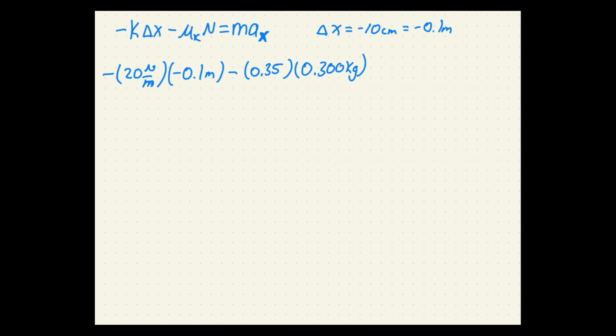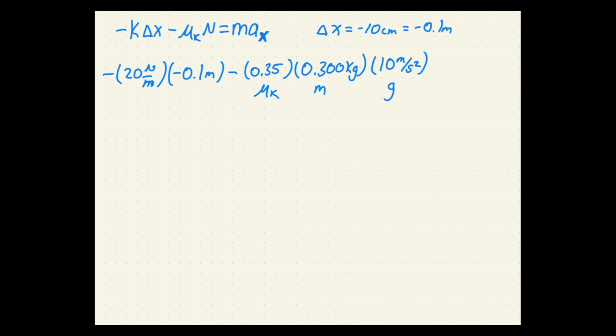So mu k times m times our gravitational acceleration, 10 meters per second squared. One more time, this is a positive 10 meters per second squared because we're not in the vector world anymore. We're in the scalar world. And so g is a scalar. It doesn't have a negative sign. It's always going to be positive here.